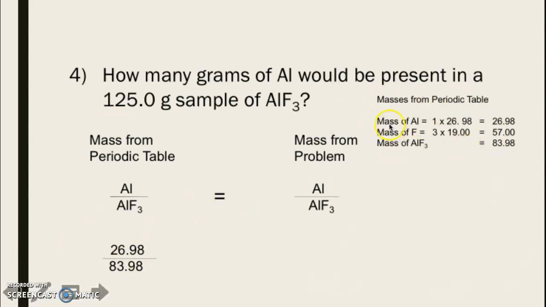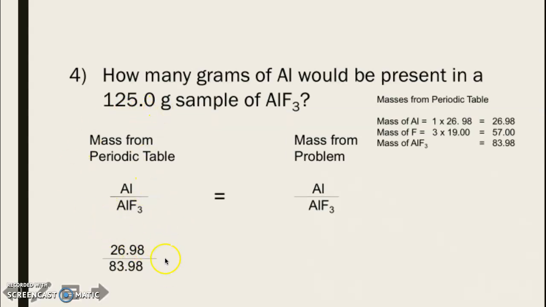Okay, so we look up the mass of aluminum on the periodic table. There's only one of them, so there we go. The mass of fluorine on the periodic table, there's 3 of them, so there we go. The mass of the whole compound then is 83.98 grams. So if I had 83.98 grams, then this would be an easy question. I already know the answer. 26.98 is how much aluminum there is. But as you can see in the problem, I don't have 83.98 grams. So now I'm going to have to do a proportion problem then to figure that out.